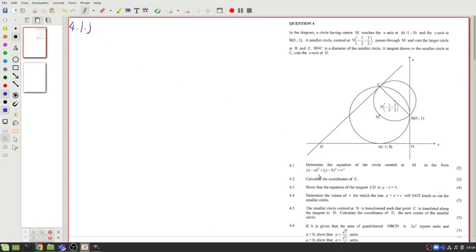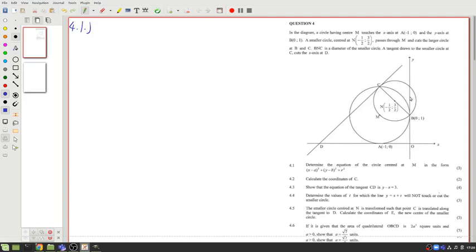4.1. Determine the equation of the circle centered at M in the form (x minus a) squared plus (y minus b) squared equals r squared. In this scenario, a and b are the x and y coordinates of the center of the circle. So let's look. If we can find the coordinates of M, then we have our a and b values.